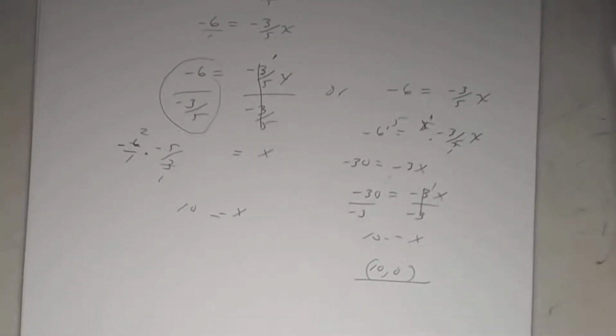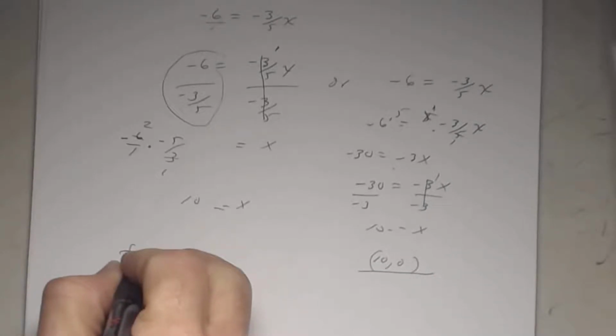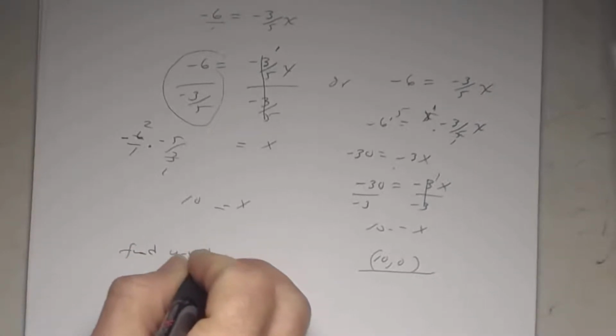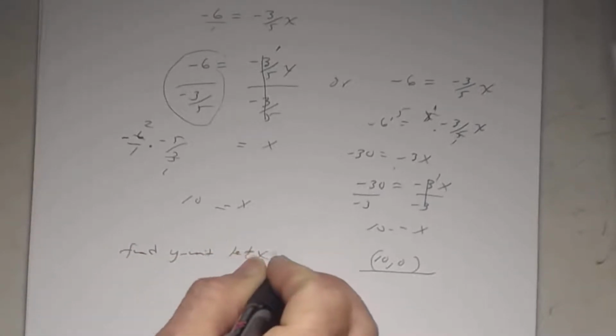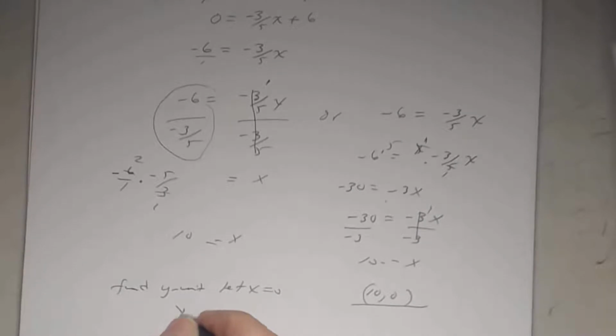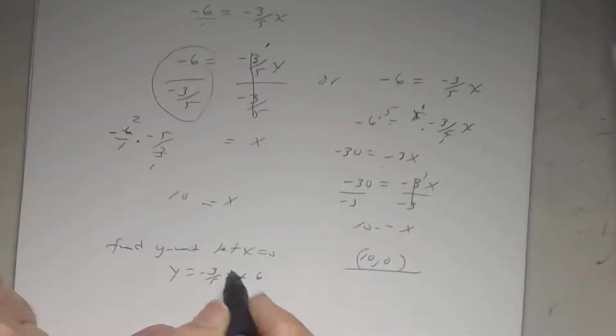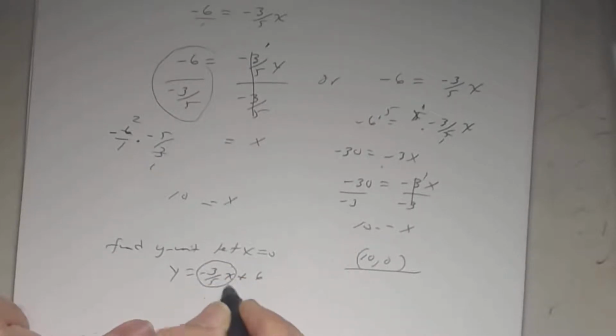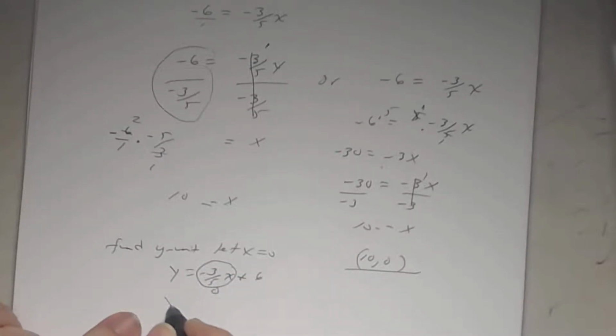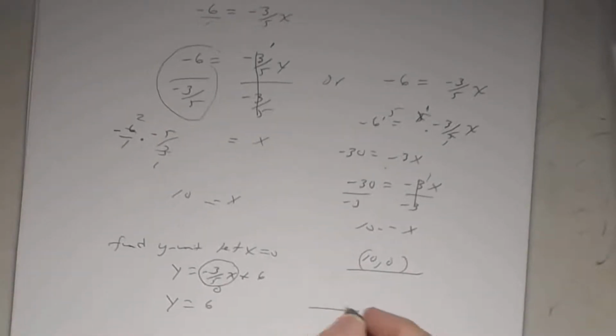To find the y-intercept, you're going to let x equal 0, right? Now that one's easy. If x is 0, let's go back to the equation. I'm going to just go ahead and rewrite it. If x is 0, this term right here is what? 0. And what's y then? 6. All right, so what's my y-intercept? 0, 6. Okay?